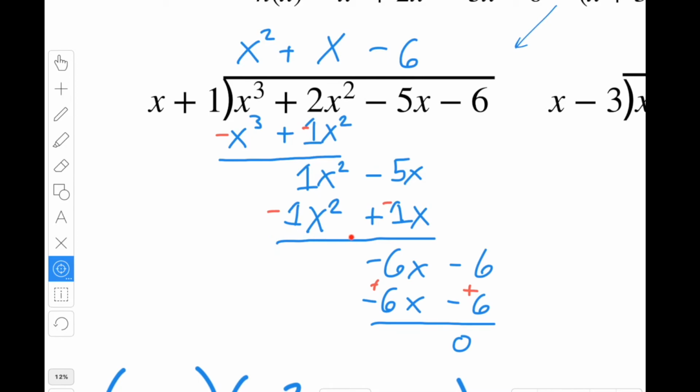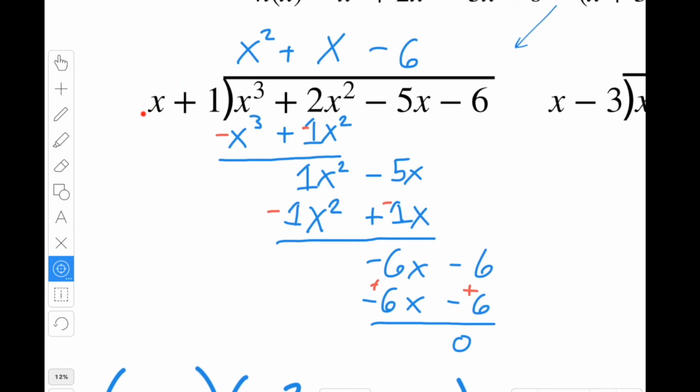So you have the 1x squared plus 1x, and then you change the signs in order to subtract. Positive 1 becomes negative 1, positive 1 becomes negative 1, and so then you can see we've got 1x squared plus negative 1x squared equals nothing. Negative 5x plus negative 1x gives you negative 6x. So what would you need to multiply x by to get negative 6x? You need to multiply it by negative 6.